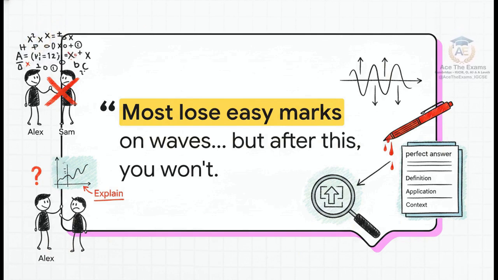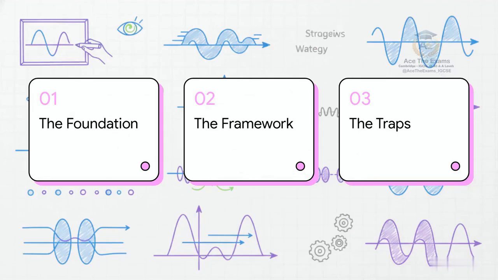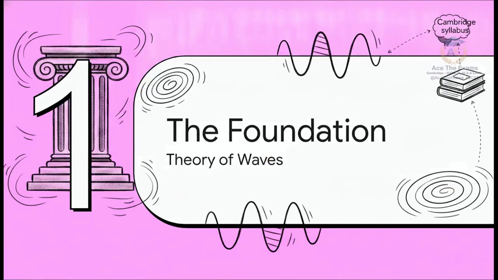We are going to dissect the exact anatomy of a perfect answer, showing you how to satisfy the examiner's deepest, strictest requirements without breaking a sweat. We've put together a clear, highly structured roadmap to get you your target grade today. We'll be moving from theory to execution to avoiding those common pitfalls. Part 1 is the foundation, Part 2 is the framework, and Part 3 covers the traps. Let's keep moving. Let's start with the theoretical architecture required by the Cambridge syllabus.